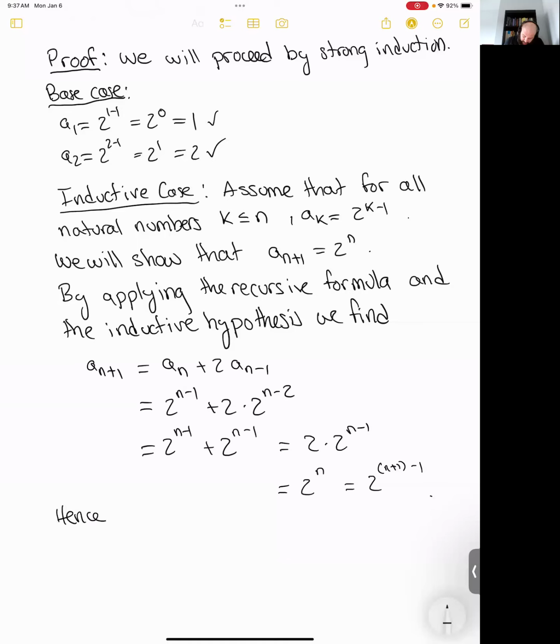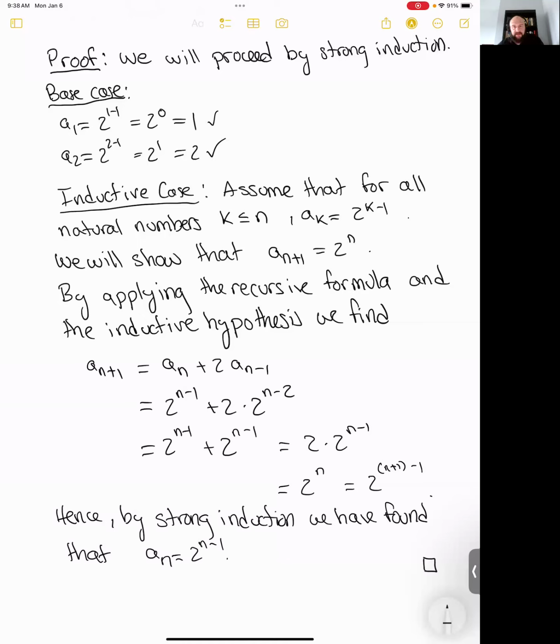So now, hence, by strong induction, we have found that a sub n is equal to 2 to the n minus 1. Very good.